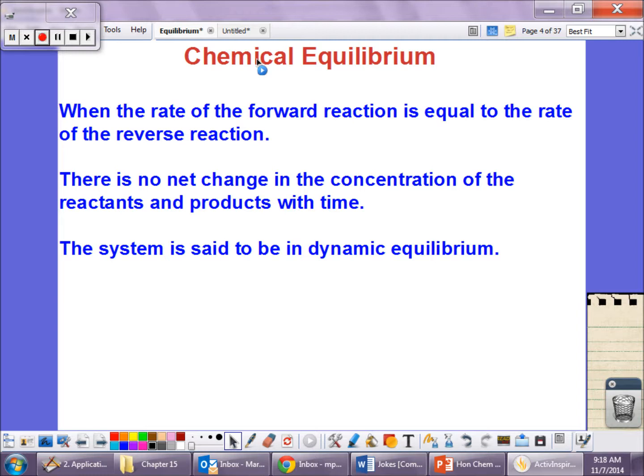The forward reaction is when you go from left to right, and the reverse reaction is when you go from right to left, because most reactions do not go to completion. They are reversible reactions. They can go from reactant to product, and the products can go back and produce reactants. There is no net change in the concentration of reactants and products with time. It means the amounts are not equal, but the amounts are constant.